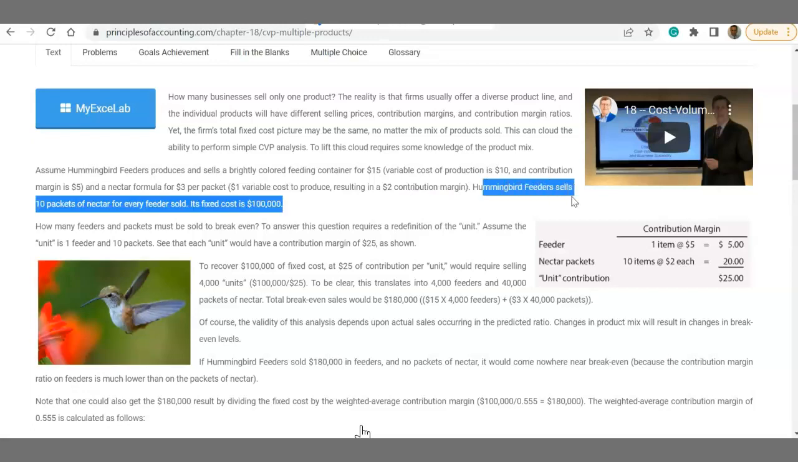It says the hummingbird feeder company sells 10 packets of nectar for every 1 feeder sold. Its fixed cost is $100,000. Okay, keep that in mind. For the feeder, the contribution margin is $5. The nectar packets give us a contribution margin of $20 for every unit of sales, because remember, 1 unit of sales is technically on average 1 feeder and 10 nectar packets. So we call it an average unit contribution margin of $25. How many feeders and packets must be sold to break even? Answering this question requires a redefinition of the units. Assume that 1 unit is 1 feeder and 10 packets, so that each unit, so-called, would have a contribution margin of $25, as you see here, right?